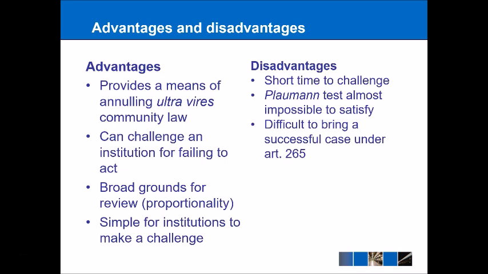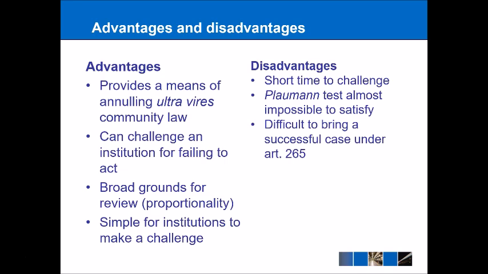And also it's simple for institutions such as the Parliament, the Commission, Member States to actually bring a challenge as privileged or semi-privileged applicants. However, there are some significant disadvantages, and while they've only put 3 disadvantages there, we have to remember that these are significant disadvantages that really affect the efficacy of Article 263 and Article 265. So we first of all have a short time to challenge. So 2 months isn't really a very long time to actually produce a challenge.